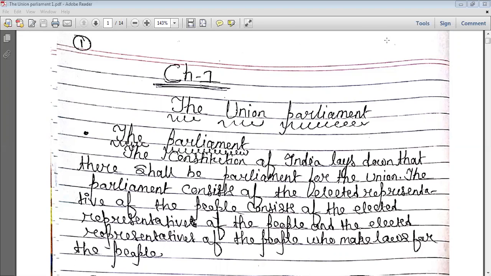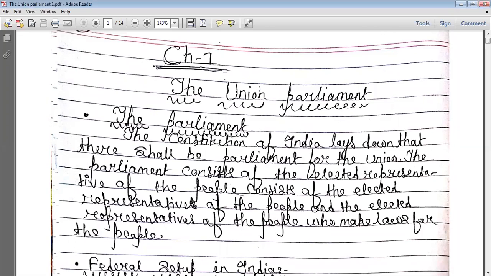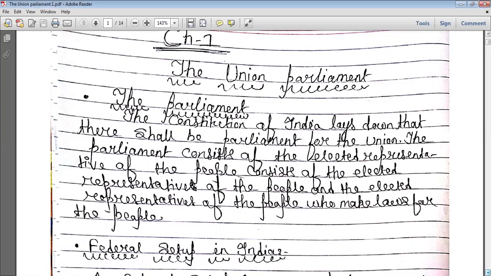The Parliament. The Constitution of India lays down that there shall be a Parliament for the Union. That means first you need to know what is Parliament. Parliament is an institution in which the members of Parliament meet together to discuss their policies, programs, and different issues. The Constitution has given the right to the central government so that the elected representatives of the people can meet together to formulate and reformulate the laws for the people of India.